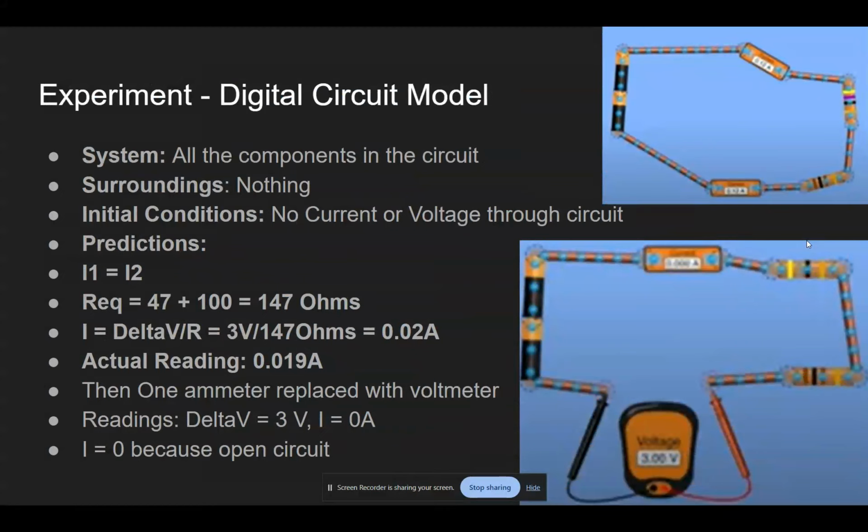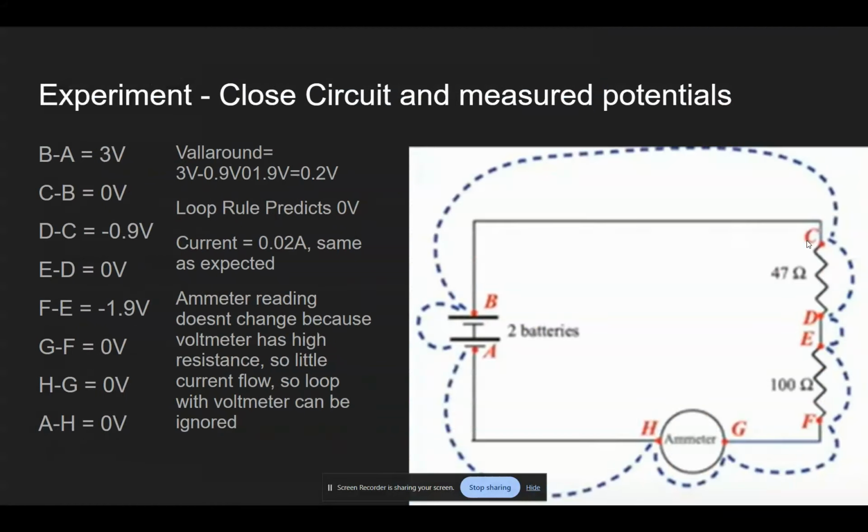Then one ammeter is replaced with a voltmeter where delta V is 3 volts, and I equals 0 amps because it is an open circuit. In the experiment, off to the left you can see potential differences throughout the loop. V all around is the 3 volts of the batteries, and then you go through all the components, and that leaves you with 0.2 volts that are unaccounted for, and the loop rule predicts, of course, 0 volts. That is likely due to the wires. Current is 20 milliamps, same as expected.